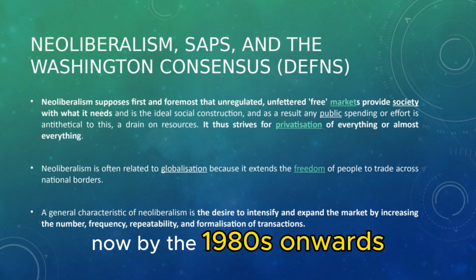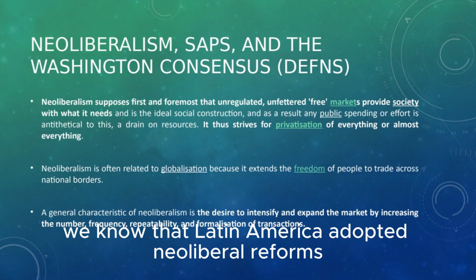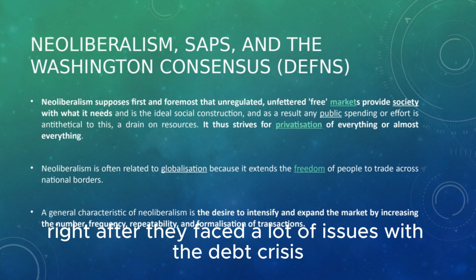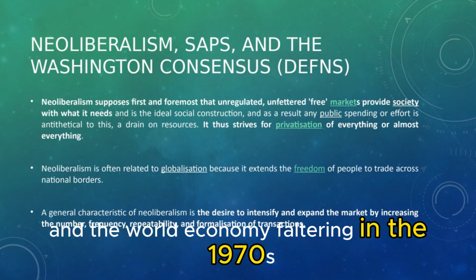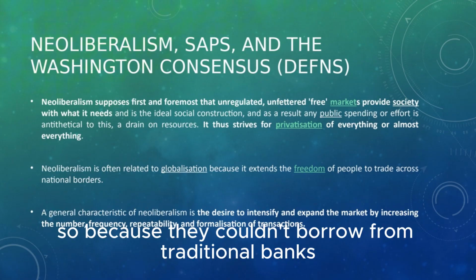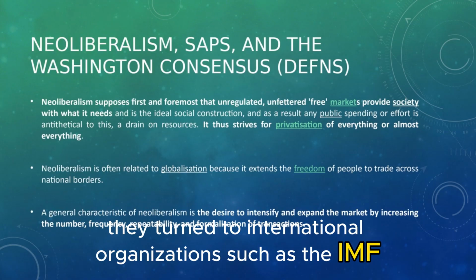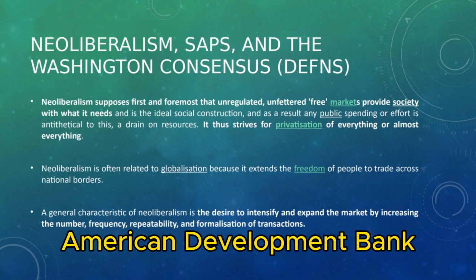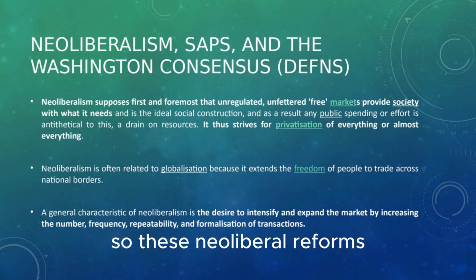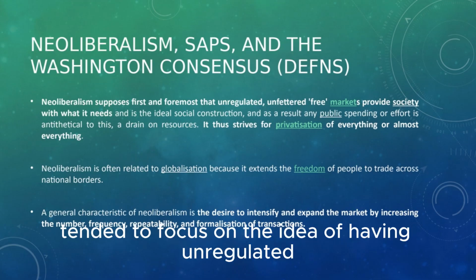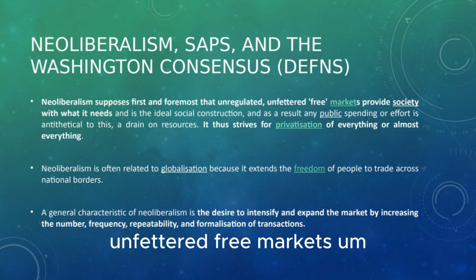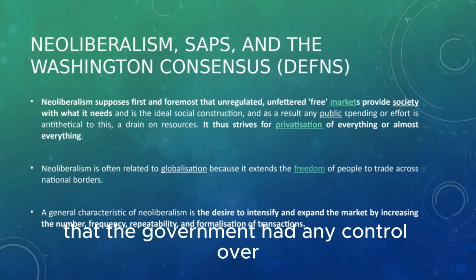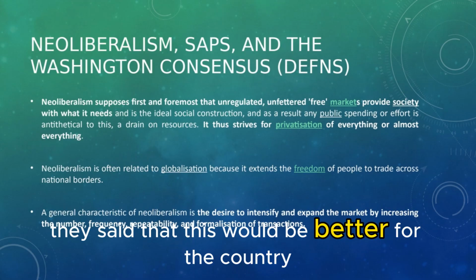Now, by the 1980s onwards, we know that Latin America adopted neoliberal reforms, and this is really under pressure from international organizations, right, after they faced a lot of issues with the debt crisis and the world economy faltering in the 1970s. So because they couldn't borrow from traditional banks, they turned to international organizations such as the IMF, the World Bank, and even the Inter-American Development Bank that focuses on the Latin America and Caribbean region. So these neoliberal reforms tended to focus on the idea of having unregulated, unfettered free markets, that the government should reduce public spending, that they should privatize any industries that the government had any control over, because again, they said that this would be better for the country.